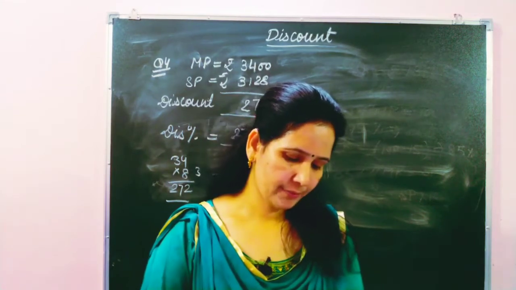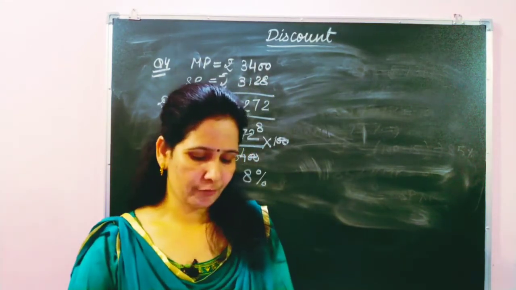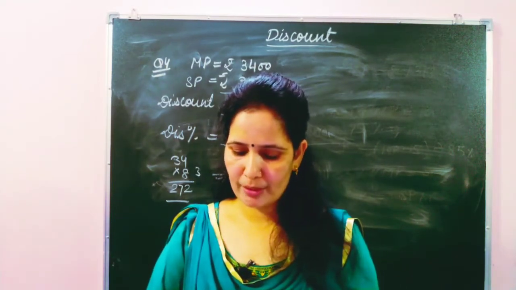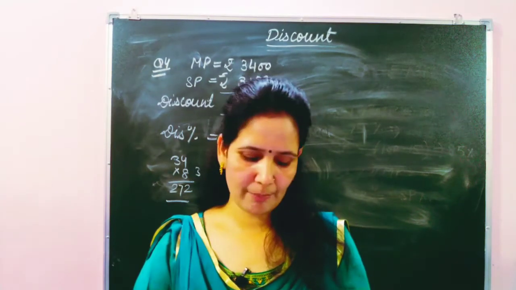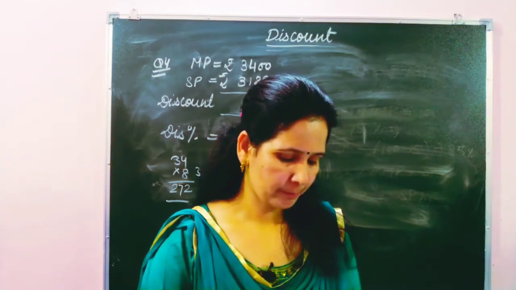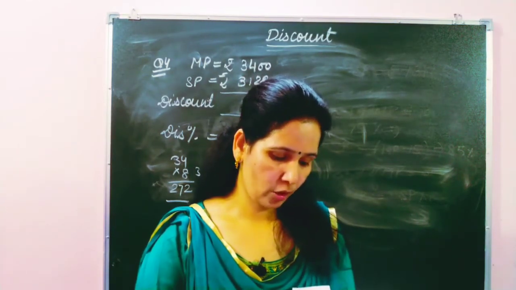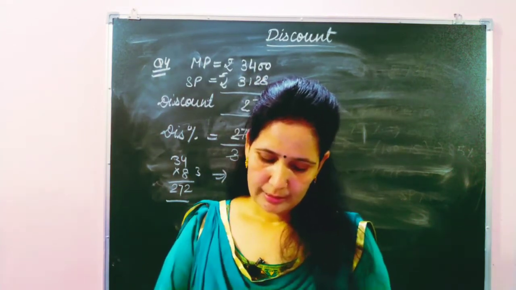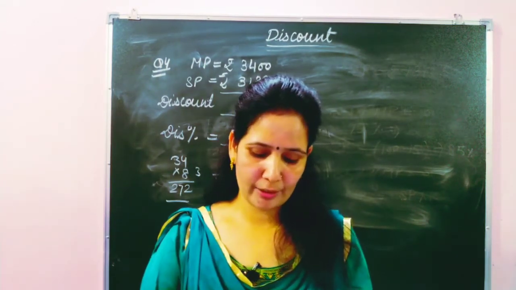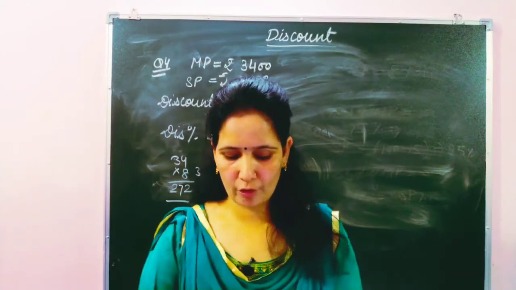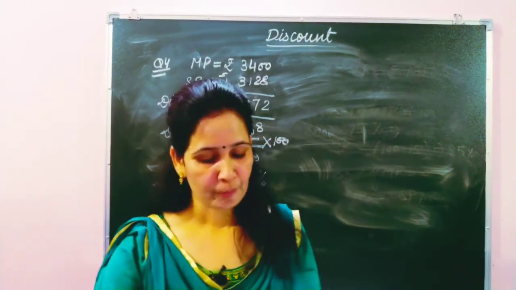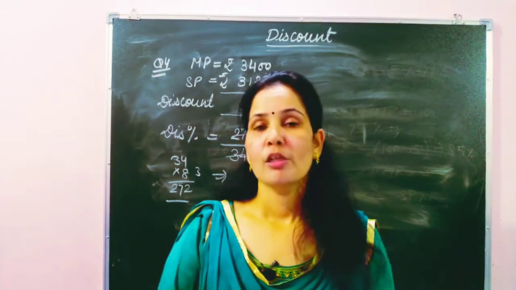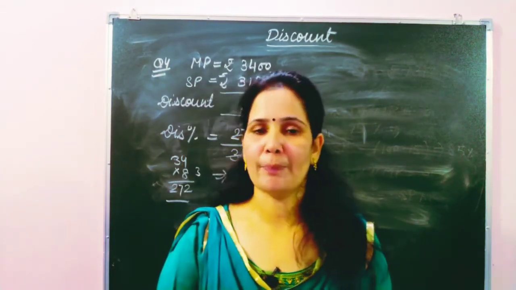Question number 5. A dealer purchased a camera for rupees 16,500. He allows 12% discount and still makes a profit of 10%. Find the mark price of the camera. And the same, question 6. A trader bought a ceiling fan for rupees 3,800. He offers a discount of 25% but still makes a profit of 20%. Find the mark price. Question number 5 and 6 are the same type of question.